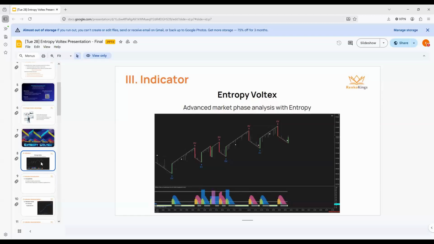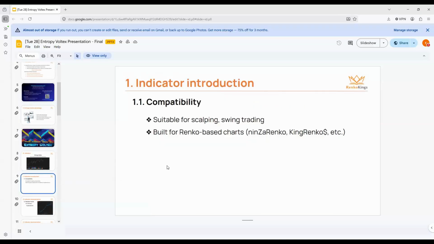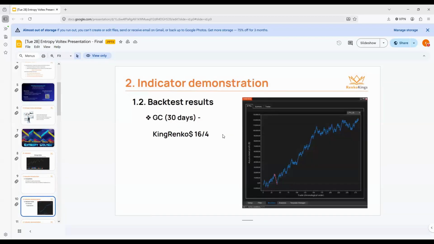It seeks to keep you out of choppy conditions and get you into trades where it identifies the market to be, quote, stable. So, of course, scalping or swing trading. Now, this is by RenkoKings, and with them, everything works best with the King Renko bar, or even the Ninja Renko. But I'll show you. King Renko is pretty good with their products.